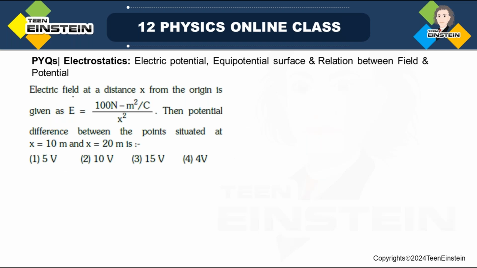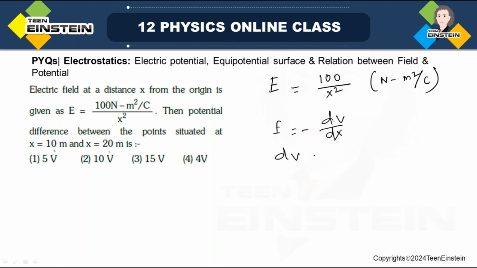Now the electric field at a distance x from the origin is given like this: 100 by x square, newton meter square per coulomb. Now I have to find out the potential difference between two points situated at x equal to 10 and x equal to 20. Before I find the potential difference, we have to find the potential at each point, then take the difference. We know E is equal to minus dV/dx, so from here I can find out the potential.